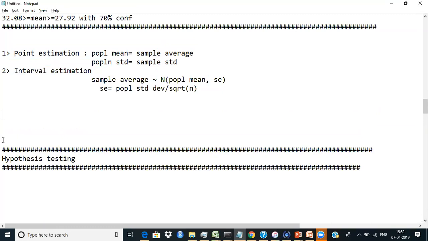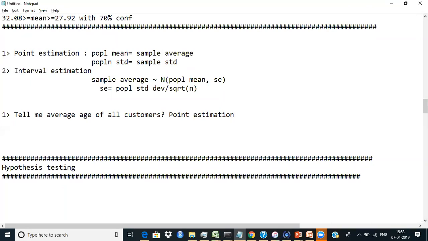Let's understand what kind of business question can come. One kind of business question is, tell me the average age of all customers. The answer here will be point estimation. You will take a sample, estimate the average of the sample and give the answer.